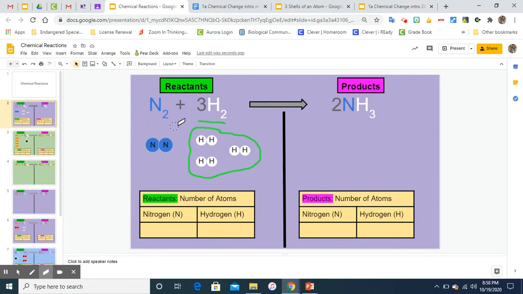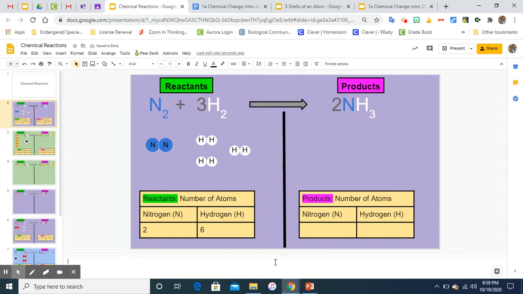The first thing that you have to do is fill out the chart that's on the bottom of the reactant side. The chart wants you to fill in the total number of atoms of nitrogen on the reactant side and the total number of atoms of hydrogen on the reactant side of the equation. This is quite simple. When I look over here at the reactant side of the equation, I see only 2 nitrogen atoms, 1, 2. I'll fill that into the chart. And I see 1, 2, 3, 4, 5, 6 hydrogen atoms. I'll fill that into my chart.